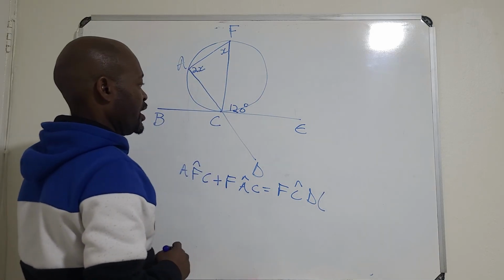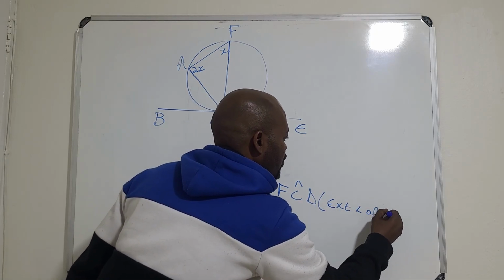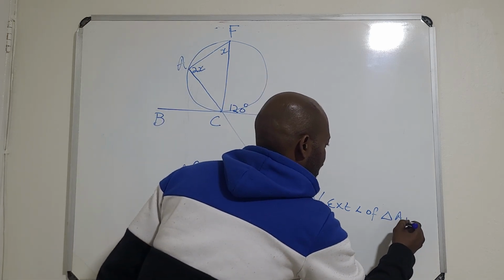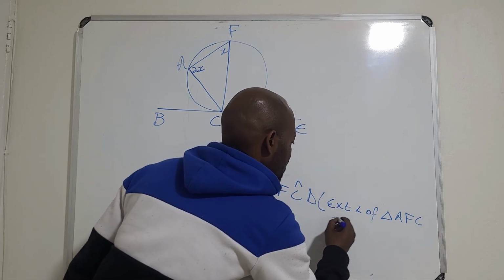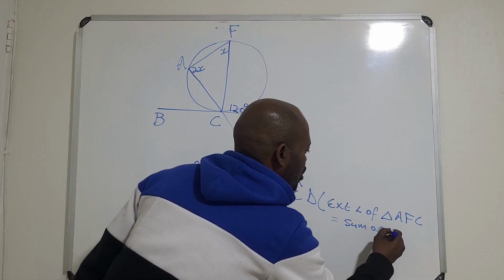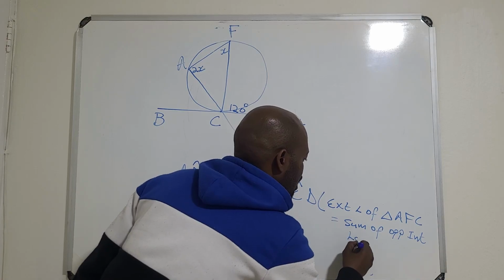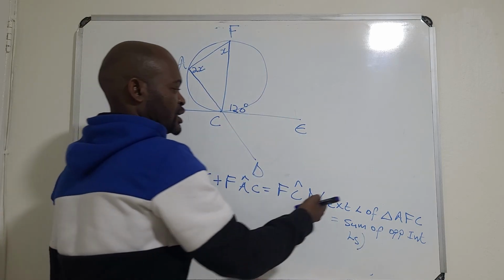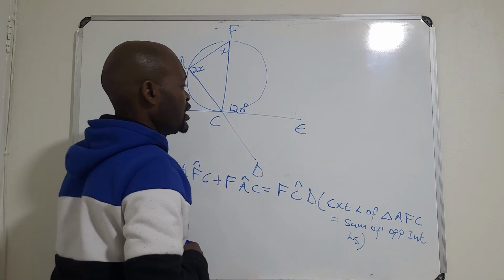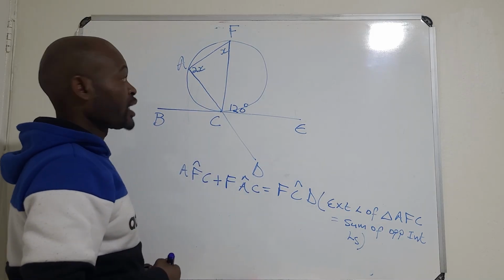Therefore, reason there: exterior angle of triangle AFC is equal to the sum of opposite interior angles. Exterior angle of triangle AFC is equal to the sum of opposite interior angles.